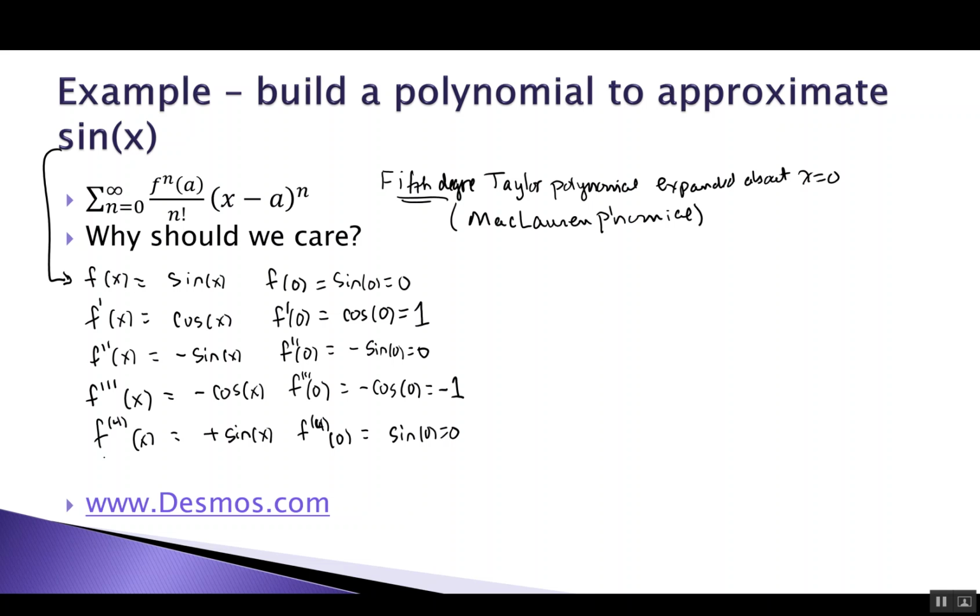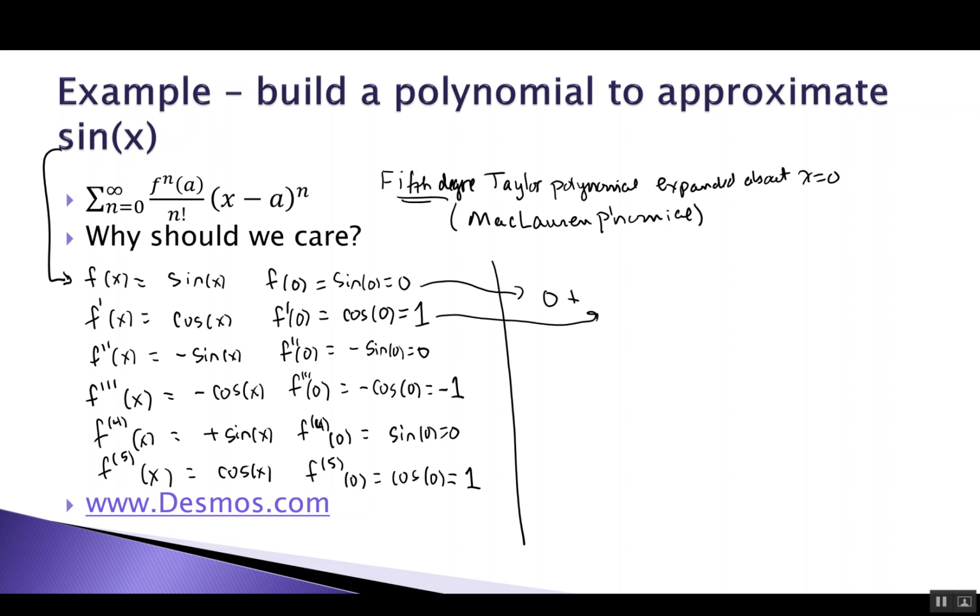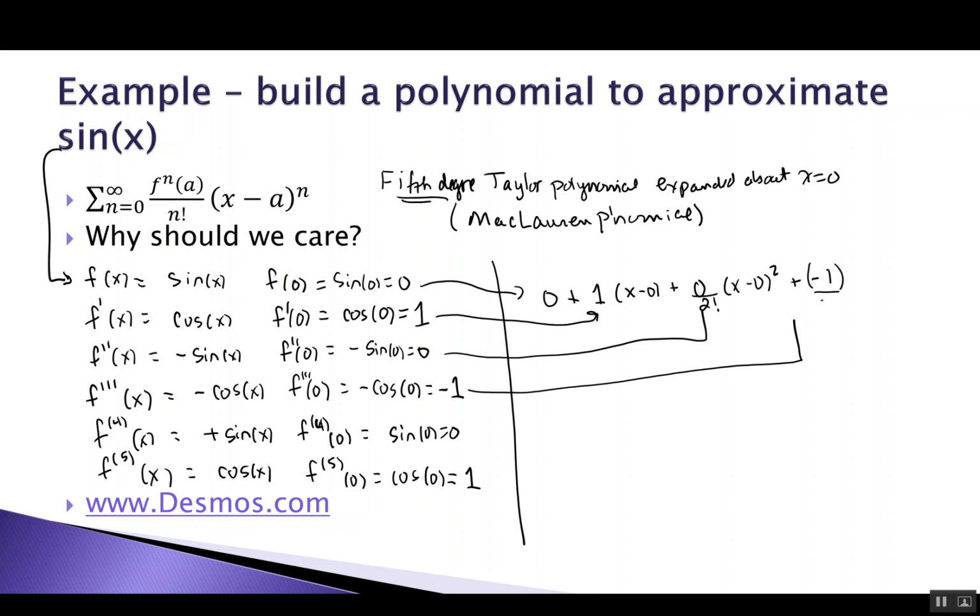And we're taking the 5th degree, so I need to go one more. So here's my 5th derivative, which is cosine of x. I'll evaluate that at 0. And that's a 1. Okay? Now I'm going to start to build my polynomial. I'm going to start off with 0 plus 1 times x minus 0 plus 0 over 2 factorial times x minus 0 squared plus minus 1 over 3 factorial times x minus 0 cubed, and so forth.